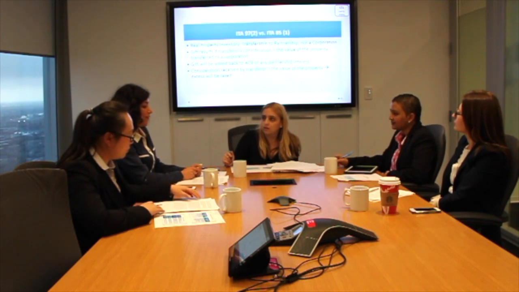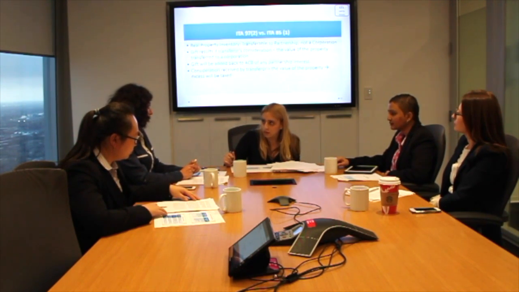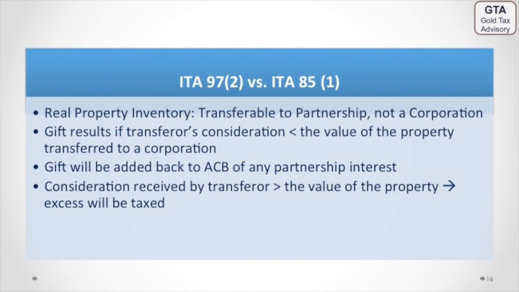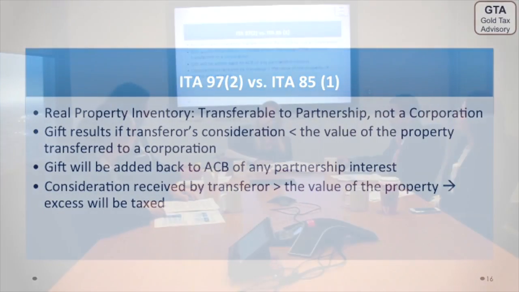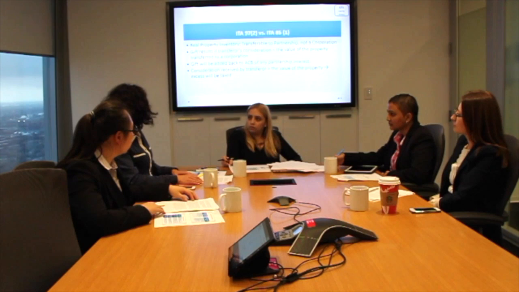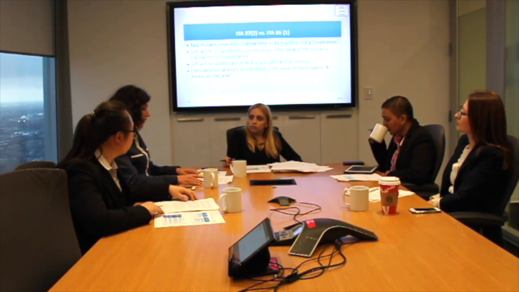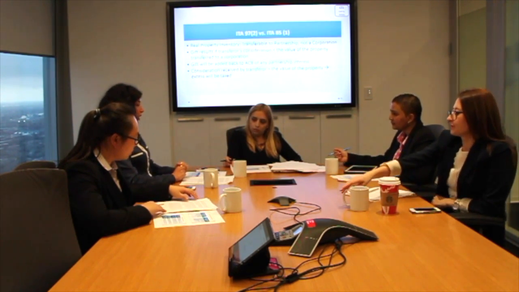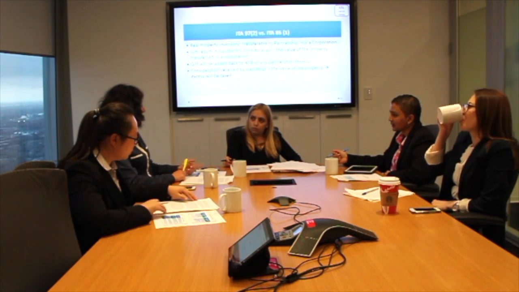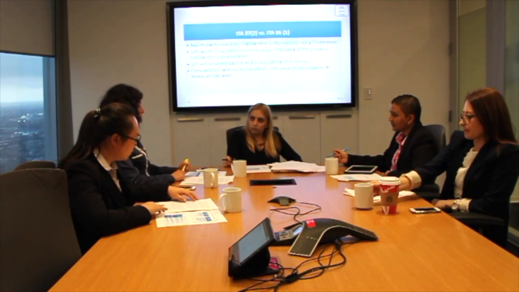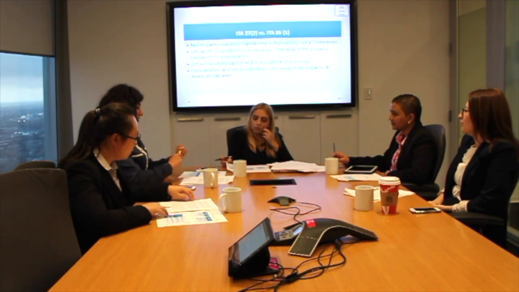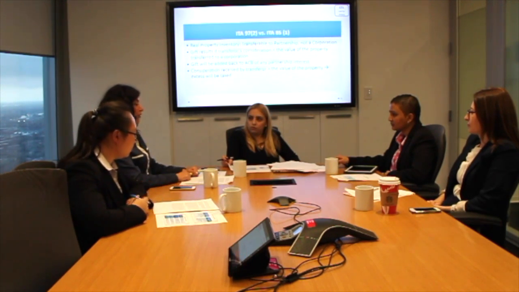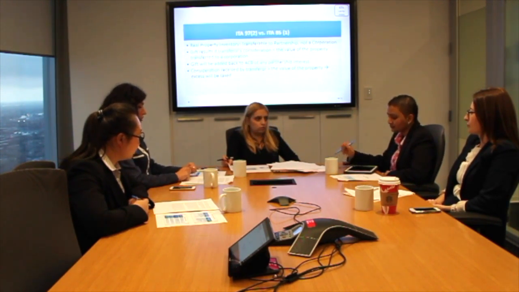Great. However, if they choose to use the rollover provision, there are a few differences between the rollover provision under Income Tax Act 85, which is the rollover to a corporation, and the Income Tax Act 97, which is the rollover to a partnership. Number one, if it's a real property inventory such as land or building, the transfer can only be done into a partnership and not into a corporation. Number two, if the consideration received is less than the value of the property transferred to the corporation, then the difference results in a gift, and in case of partnership, this gift will be added back to the ACB of the partnership interest, which Priya went over.